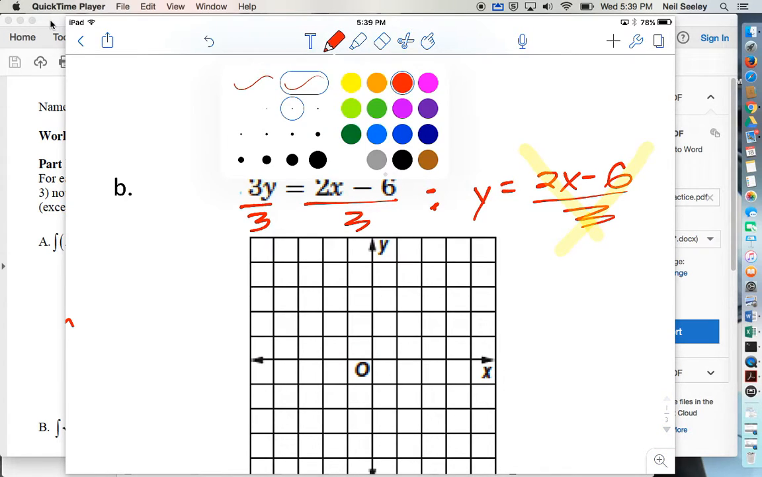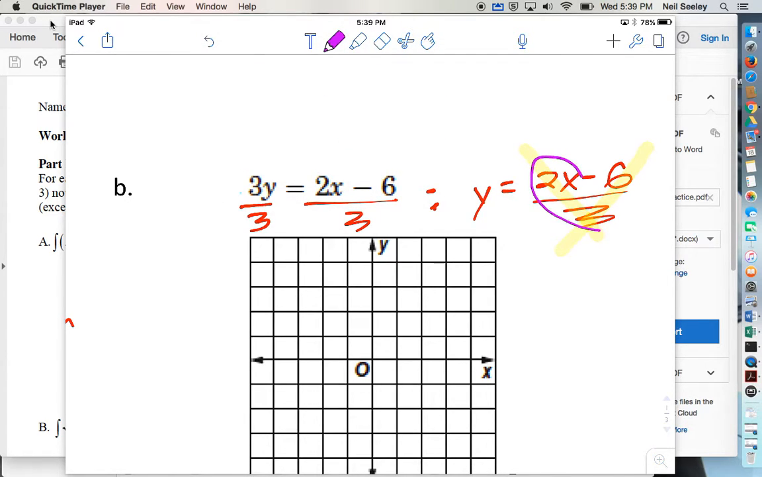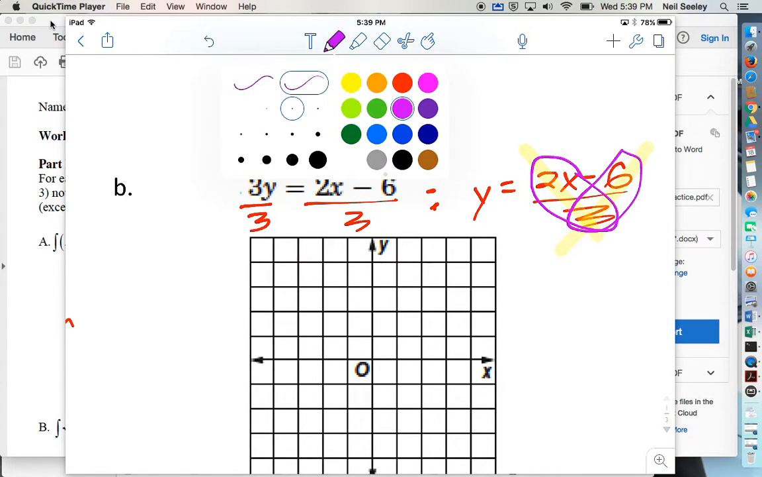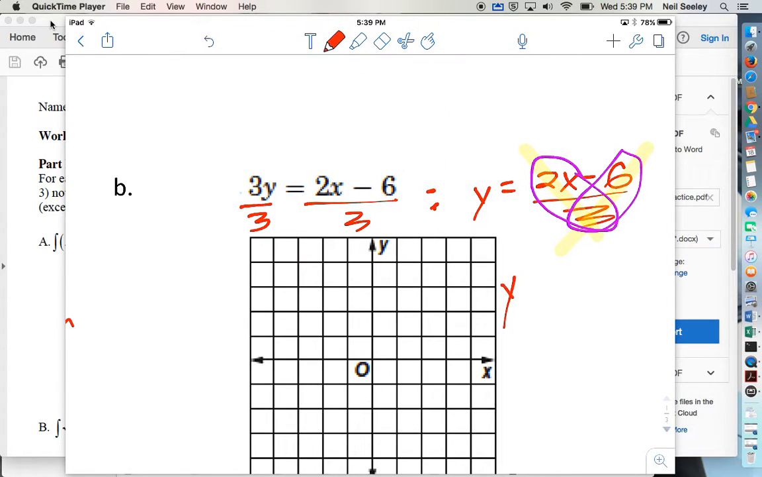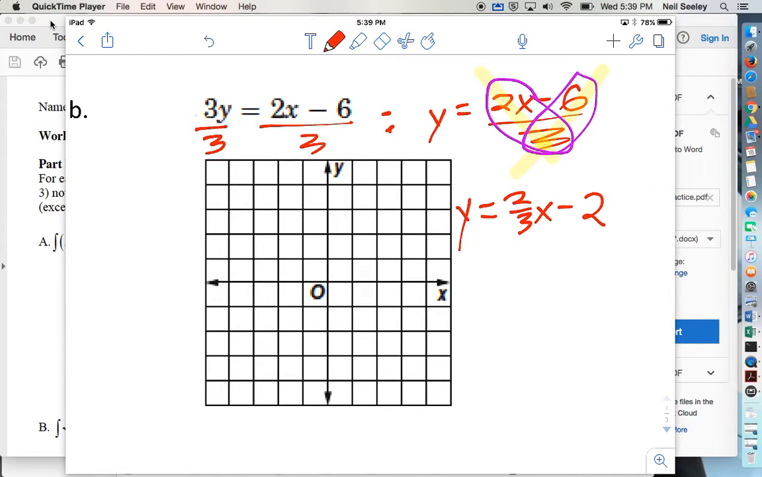Let me use a better color here. These here, these are the terms. We're going to split that up, divide each of those by 3. So we're going to get 2/3 x, because if I divide 2x by 3, minus 6/3, which is 2. Now we have slope-intercept form. There's a slope and a y-intercept. Here's my y-intercept of -2, and then the slope of 2/3. We can work from there.